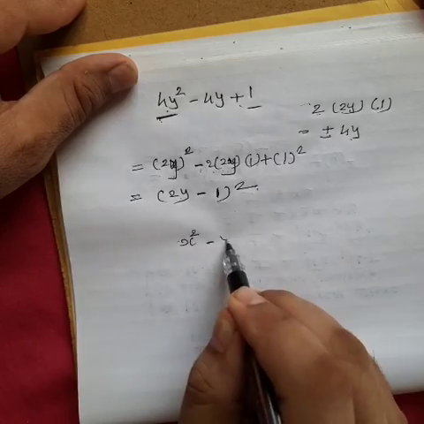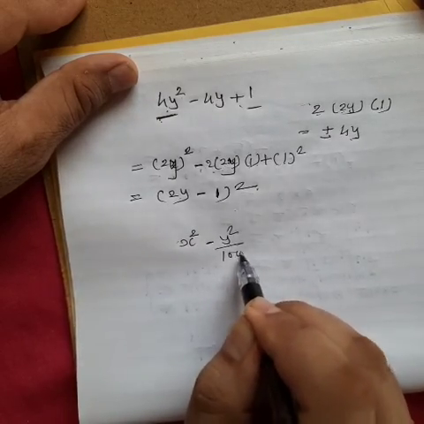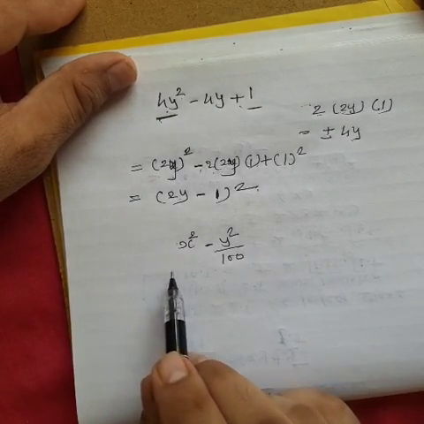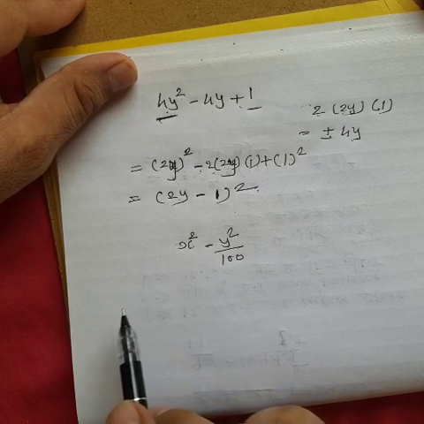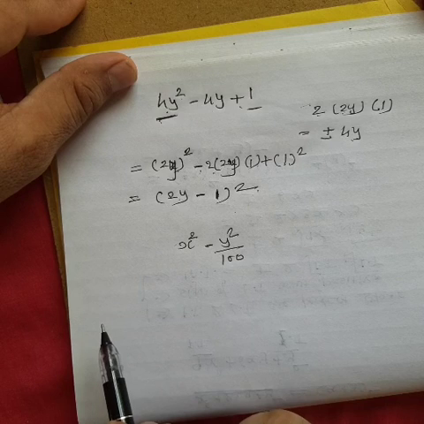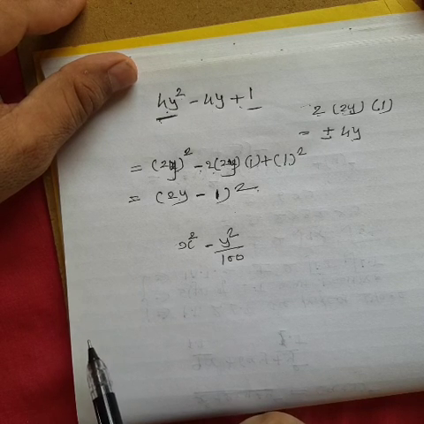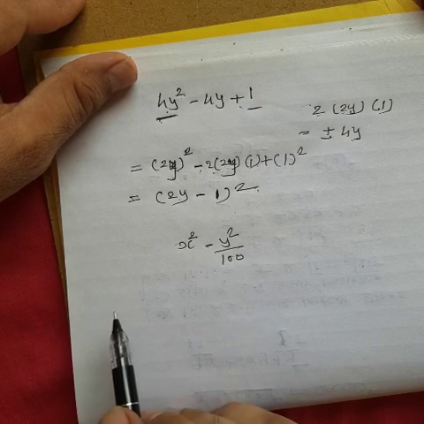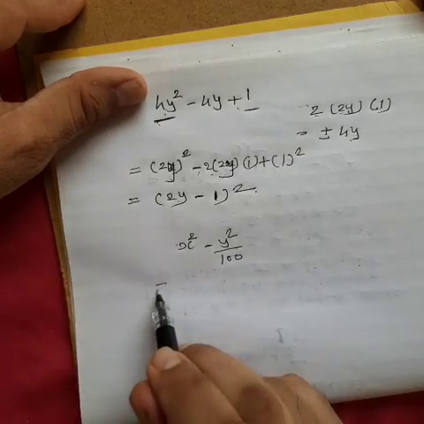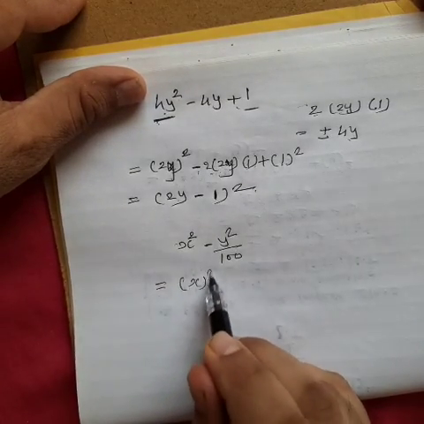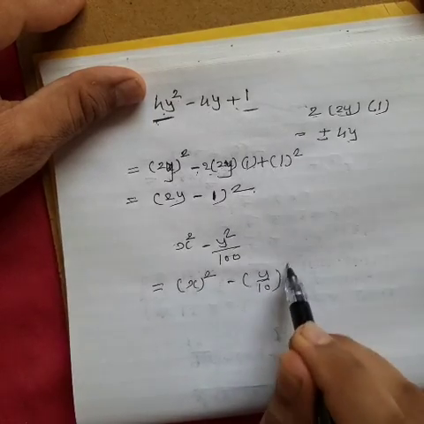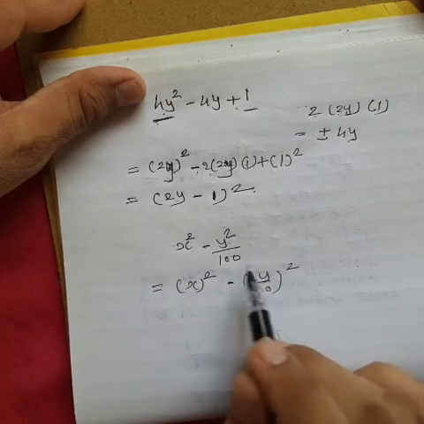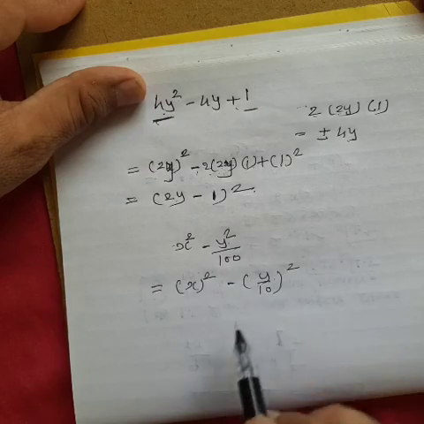X square minus y square by 100. You can see that x square and y square by 100 are both perfect squares and the sign between them is minus. So we follow the difference of perfect squares. So how do you write it in another way? X whole square minus y by 10 whole square. The square root of y square is y, the square root of 100 is 10, y by 10 whole square.